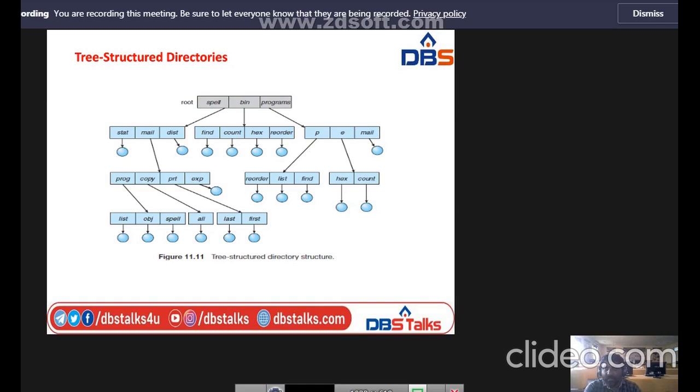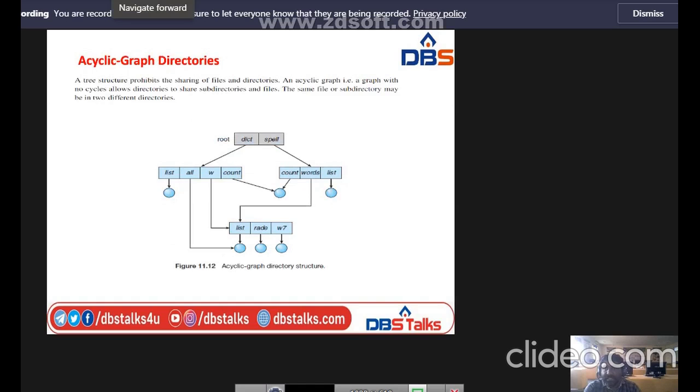Next, coming to one more directory structure, that is the acyclic graph directory. This is the representation of the acyclic graph. A tree structure prohibits the sharing of files and directories. An acyclic graph, that is a graph with no cycles, allows directories to share subdirectories and files. Here the major advantage is that we are going to share the subdirectories and files also.